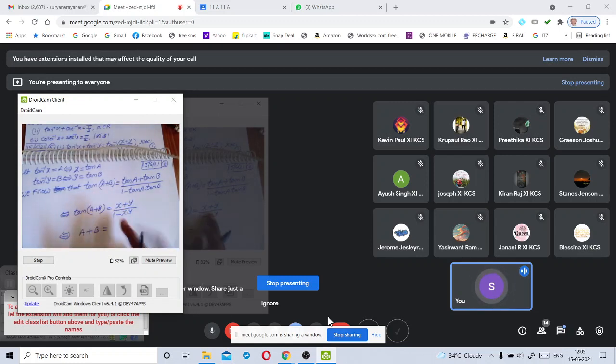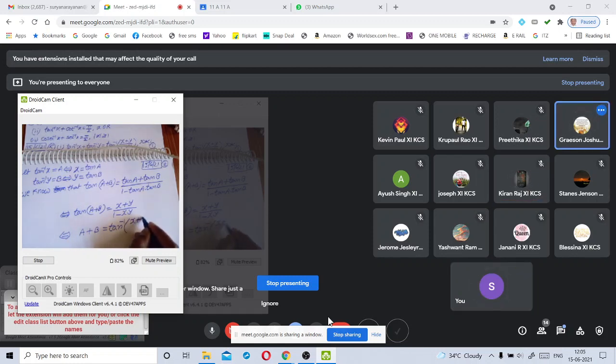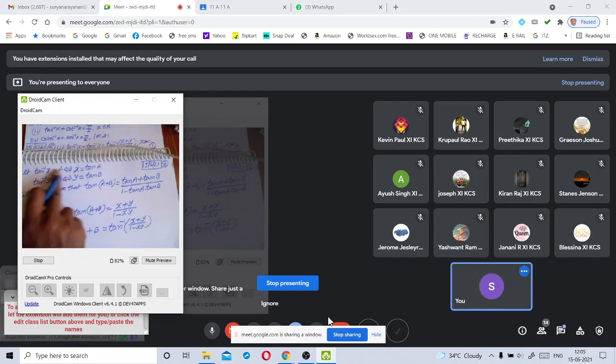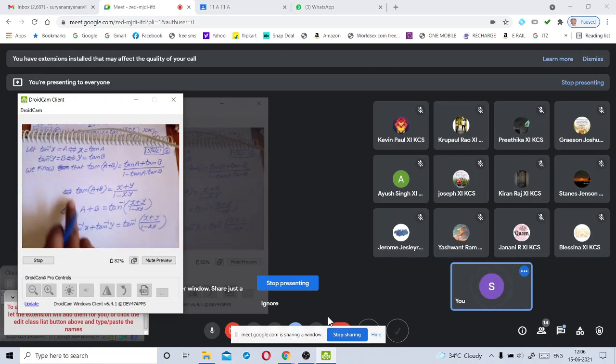We are sending this function to RHS. Then what will you get in RHS? Tan inverse of x plus y by 1 minus xy. Actually, what is a here? At the beginning, we considered a is equal to tan inverse of x, and b is tan inverse y. So tan inverse x plus tan inverse y is equal to tan inverse of x plus y by 1 minus xy. This is the proof for the property of inverse trigonometric functions.